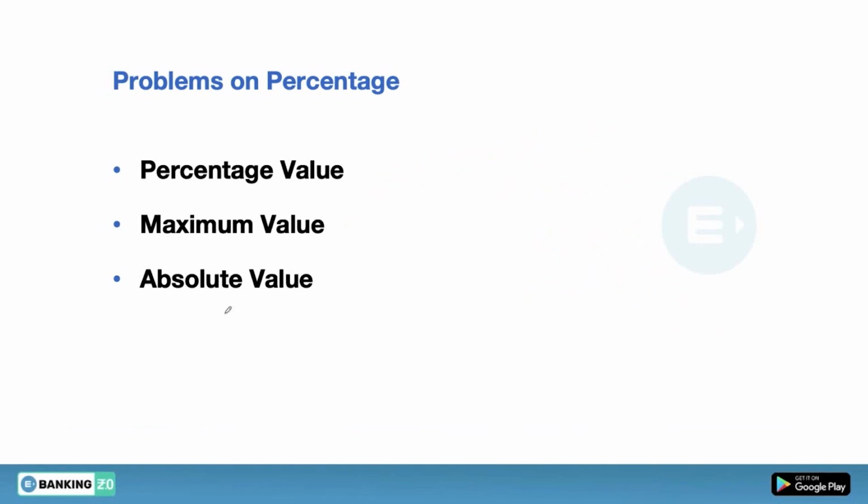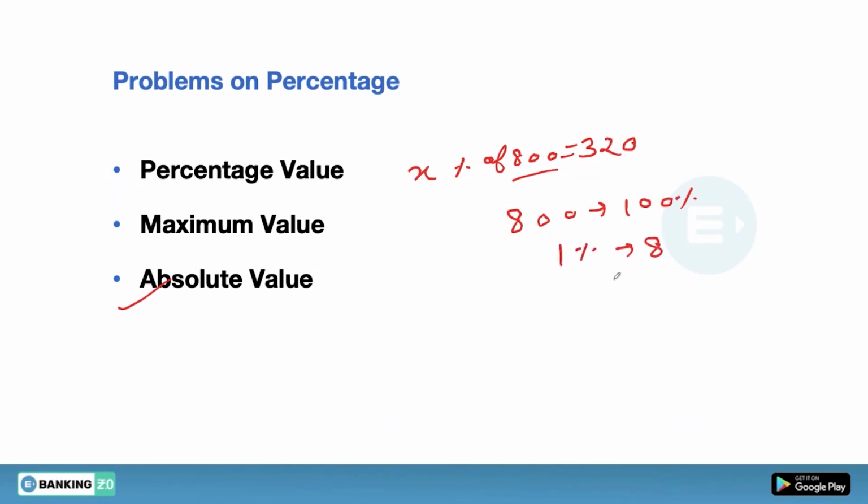Now let's have a discussion on absolute value. Let's take an example. If someone says x percentage of 800 is equal to 320, then what is the value of x? For this I know that 800 is our 100%, isn't it? That means 1% is equal to what? 1% is equal to 8. And the total we are given is 320. Since the total is 320, if I divide it by 8, I am going to get the value, it's 40. So 40% of 800 is equal to 320.